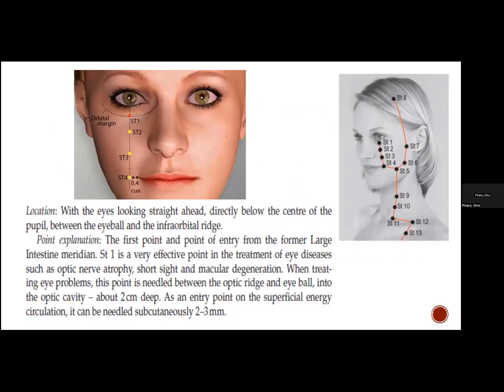Stomach 1 is very effective point in the treatment of eye diseases such as optic nerve atrophy, short sight, macular degeneration. When treating the eye problems, this point is needled between the optic ridge and eyeball into the optic cavity, about 2 centimeters deep. As an entry point on the superficial energy circulation, it can be needled subcutaneously 2 to 3 mm. So, tingnan po natin yung location ng stomach 1 dito po sa may mata.